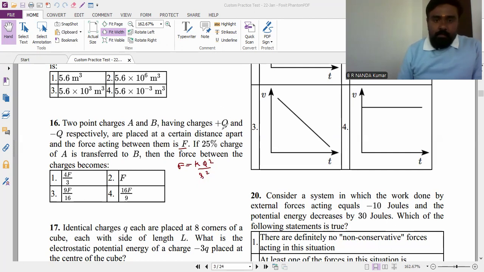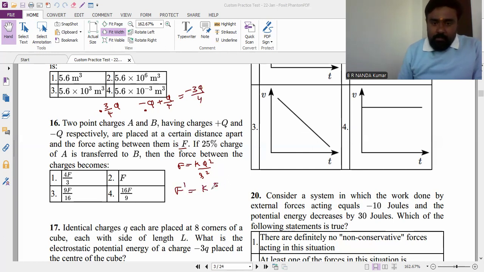So 25% of charge of A is transferred to B. So only 25% of Q is transferred, and the remaining charge is 3 by 4 Q. For B, which has minus Q, 25% of Q is added, so minus Q plus Q by 4. So this is minus 3Q by 4.